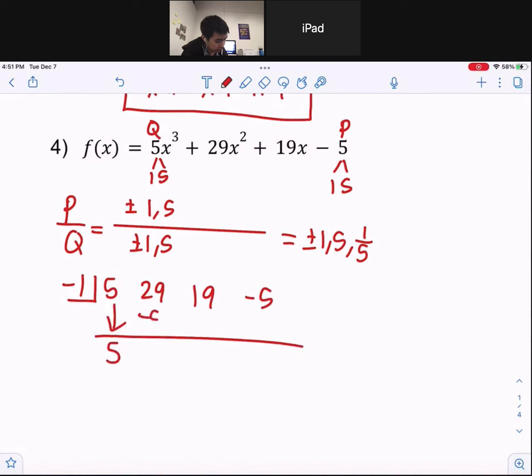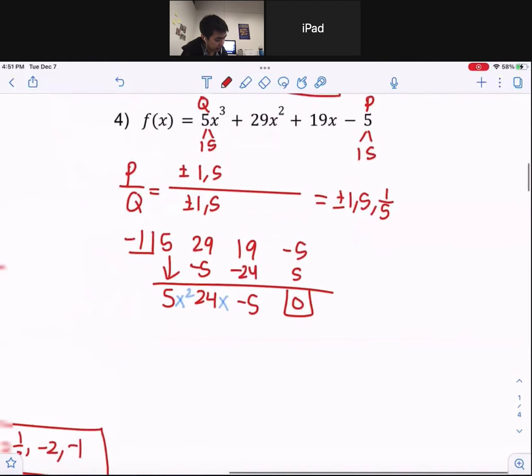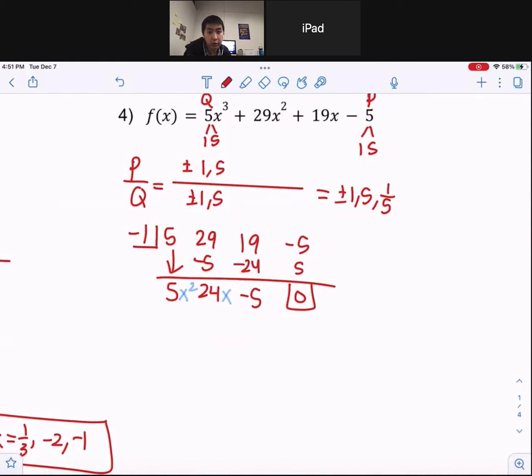5 times -1, -5. Add 24. 24 times -1, -24. Add -5. -5 times -1, 5, 0. So 1 degree less than x to the third, so this is going to be x to the second and x. And then this is something you should know how to factor by doing your x method and grouping. 5 times -5 is -25.